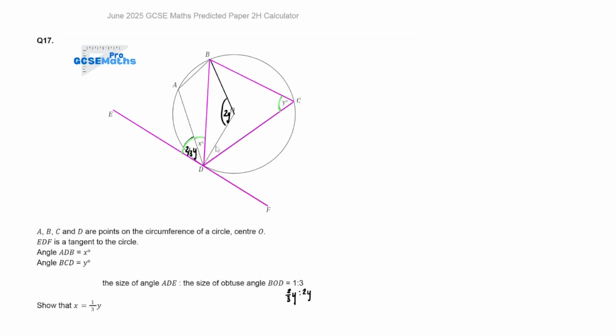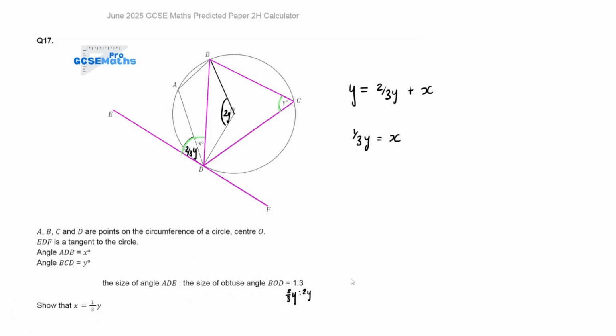So I can create an equation there and say, right, y is equal to 2/3 y plus x. And then all I need to do is rearrange it to get what they've given me. Obviously I want x as the subject, so I'm going to subtract 2/3 y, which leaves me with 1/3 y is equal to x. And then we've shown it.